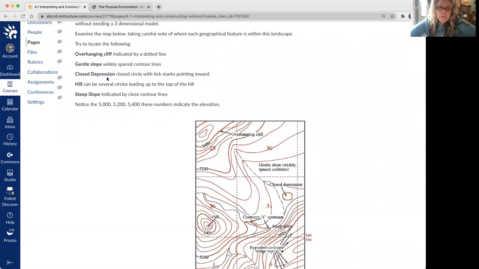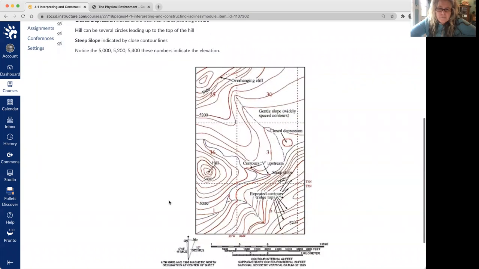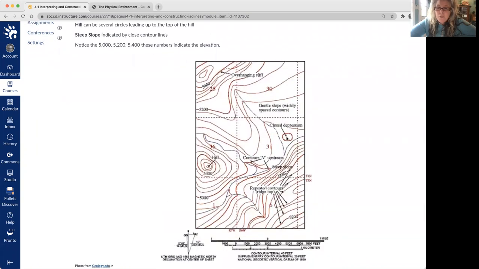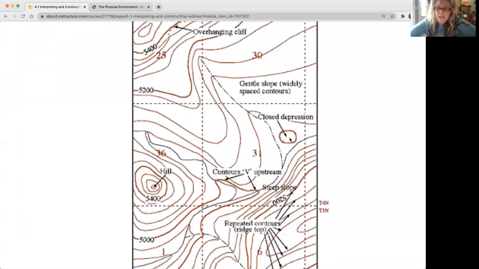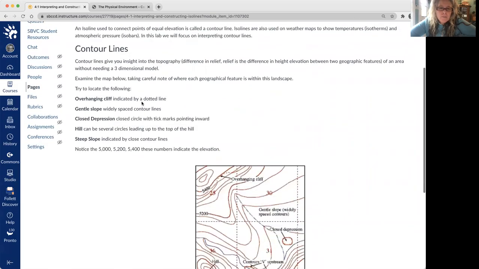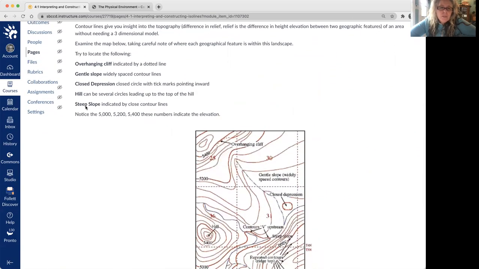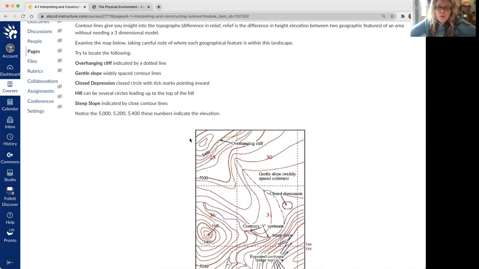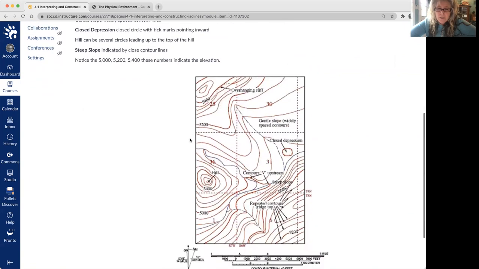Right? A closed depression. This is our closed depression. These are called hatch marks. These little ticks, I labeled them ticks up here, but they're hatch marks. A steep slope is indicated by close contour lines. So right here is a steep slope. You see how close these lines are together? That means that's going to be a really steep slope.